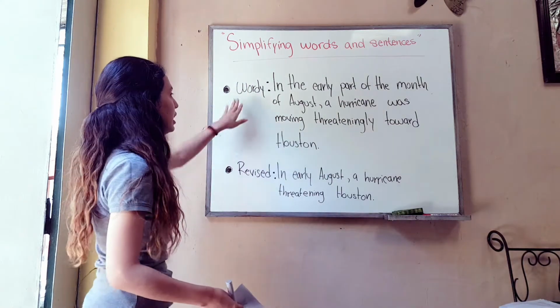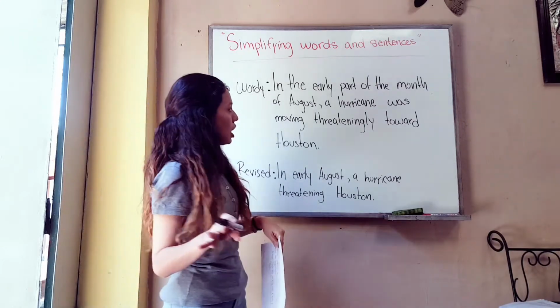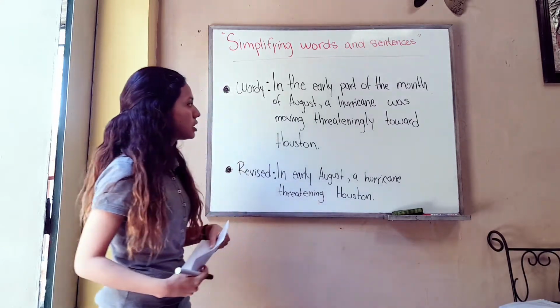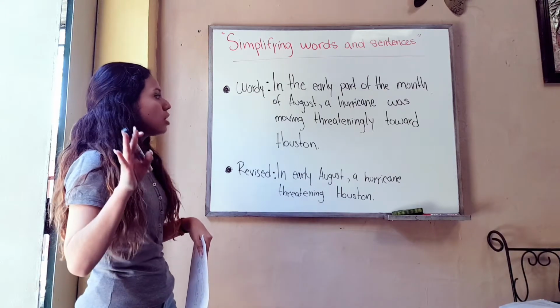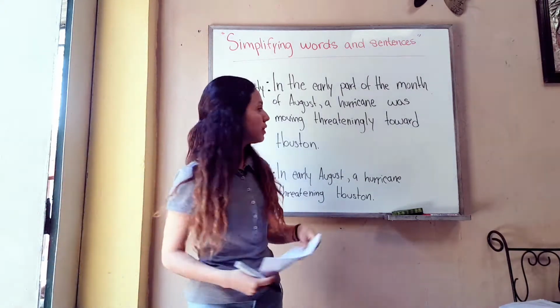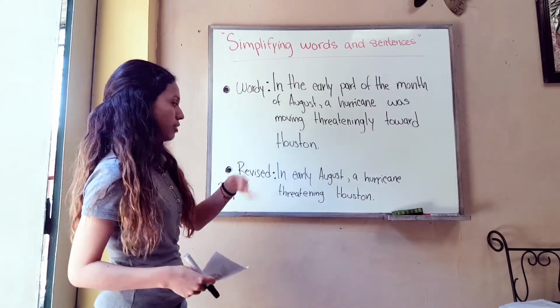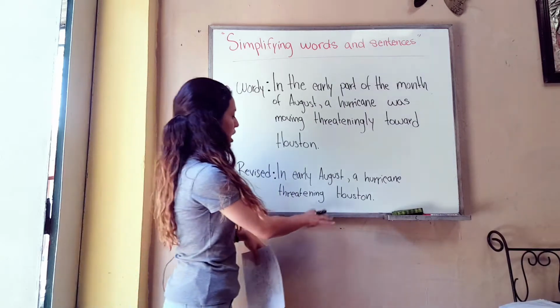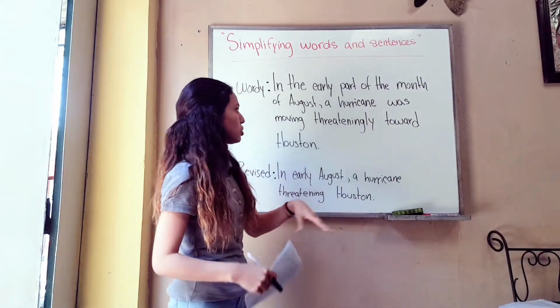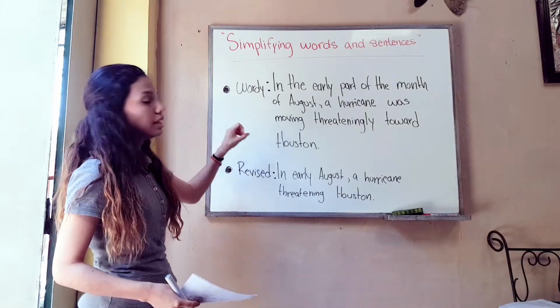For example, here we have a wordy sentence. Let's see. In the early part of the month of August, a hurricane was moving threateningly toward Houston. Here, you can see that this sentence is a wordy sentence. Let's go to the revised version. In early August, a hurricane threatening Houston. Here, we have a wordy sentence because we have unnecessary words.